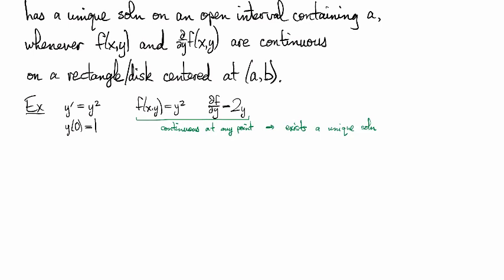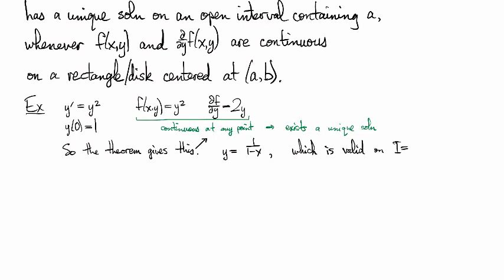The theorem tells us that since those guys are continuous, there's going to exist a unique solution. It turns out that the solution is 1 over 1 minus x, and this is valid on the interval from minus infinity to 1.